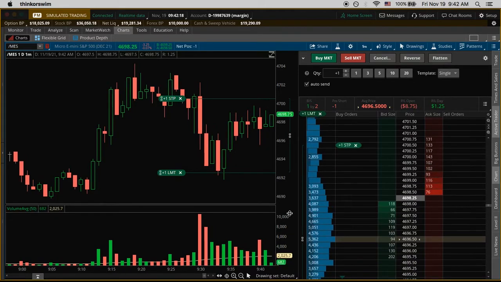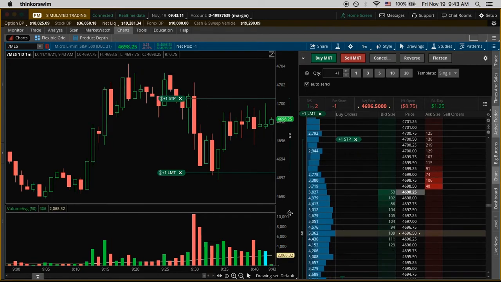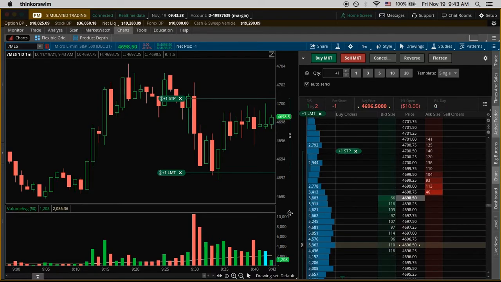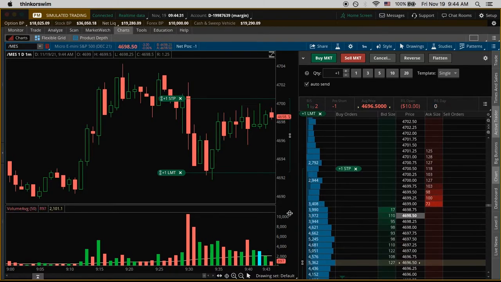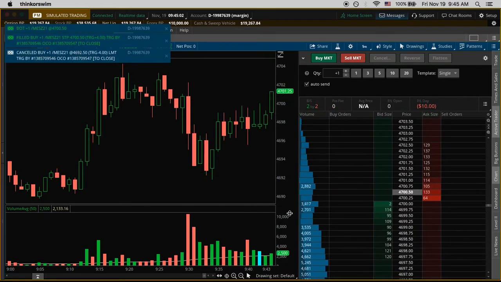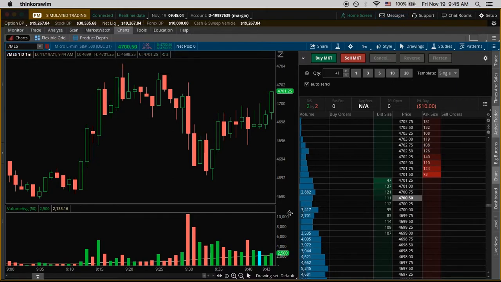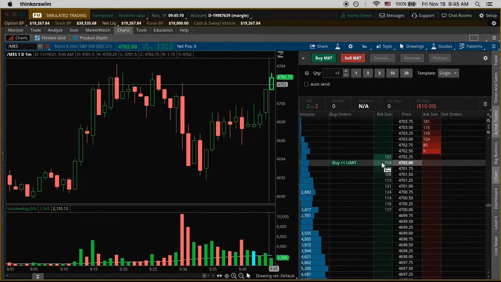But anyway, my buyback is at 4 points above and 4 points below. This is the micro E-mini S&P futures, so each point is $5. So basically, I'm risking $20 both ways. And yep, it went above. I bought back, and I'm basically down. I was up $10 before, but now I lost $20, so now I'm down $10.